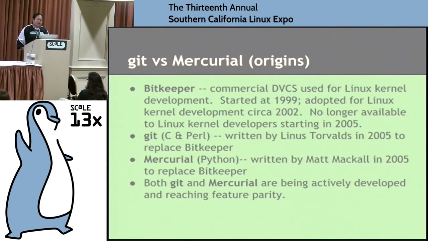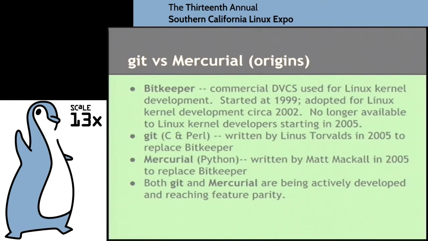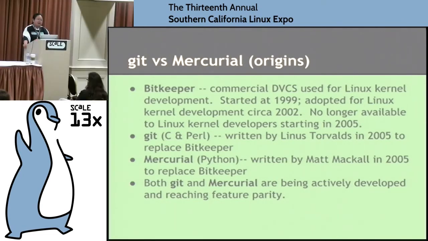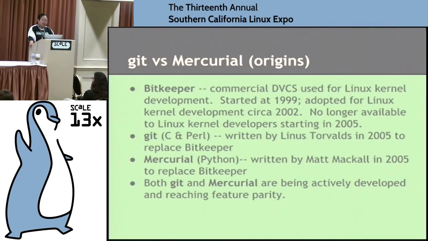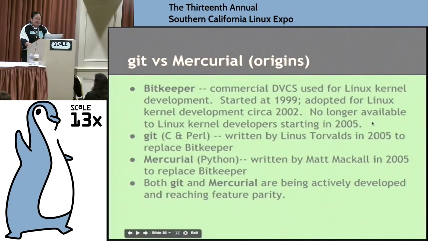The Linux kernel team had been using BitKeeper, which is a commercial distributed version control system, and they really liked it. It really suited their workflow. And due to something or another, which I won't get into because I don't know the details, they were no longer allowed to use it, and they had to find a different system. But they had grown accustomed to those features. So, of course, being developers, they did what developers do, and they rolled their own tools. Git was written in C and Perl, by Linus Torvalds. And Mercurial was written in Python, by Matt Mackall.